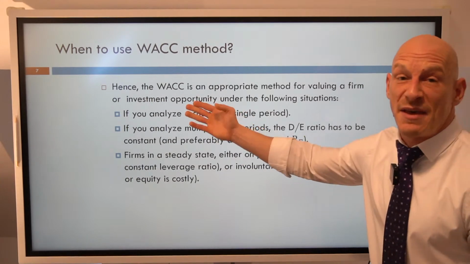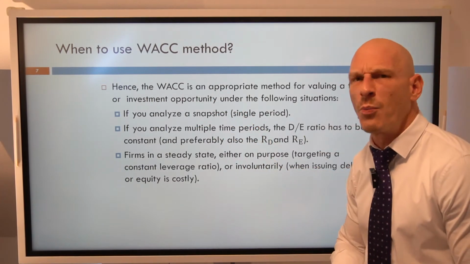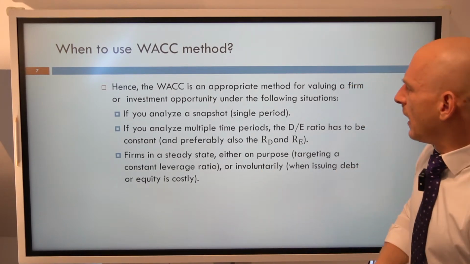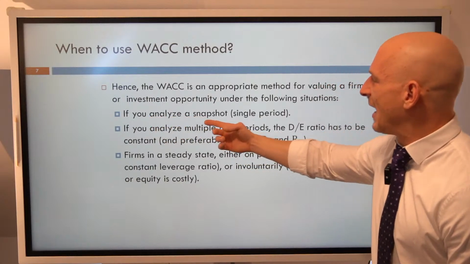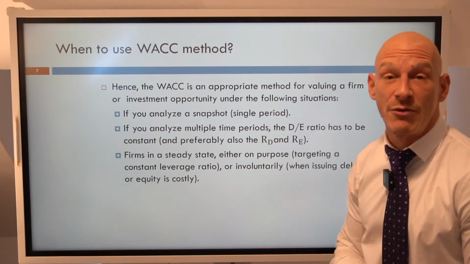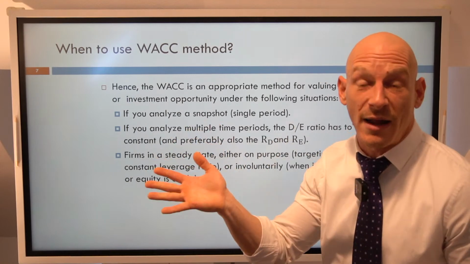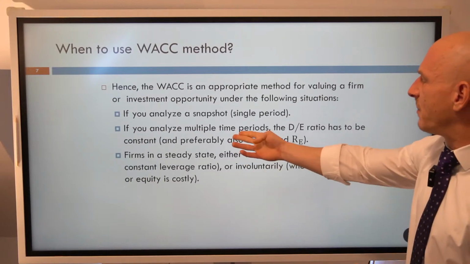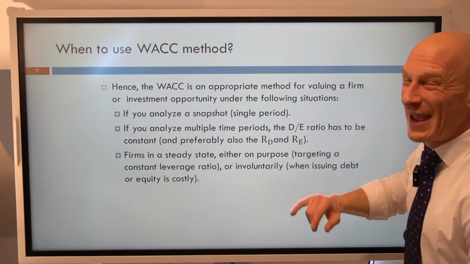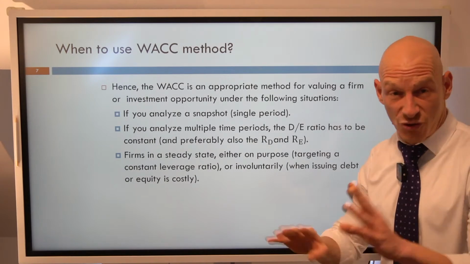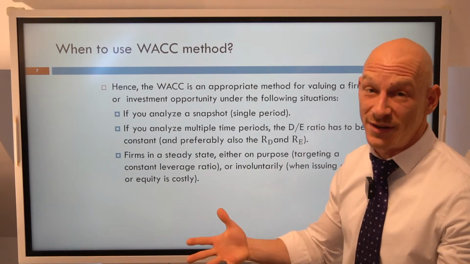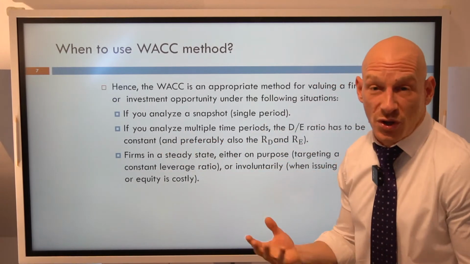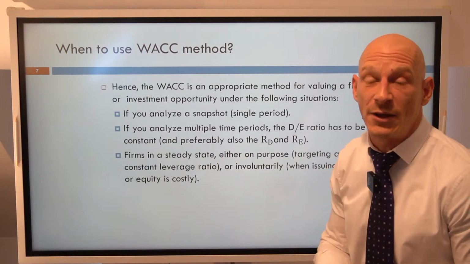Yeah, so when is this method then appropriate? Or, I don't want to say appropriate, when is it basically most useful, the easiest to apply? It's super handy if you analyze a snapshot in time, so a single period, because then you just calculate the WACC once and you're good to go. If you analyze multiple time periods, the debt to equity ratio would have to be constant, unchanged, so that the WACC remains constant, unchanged. Otherwise, you would have to do all these sort of side calculations and constantly recalculate WACC.